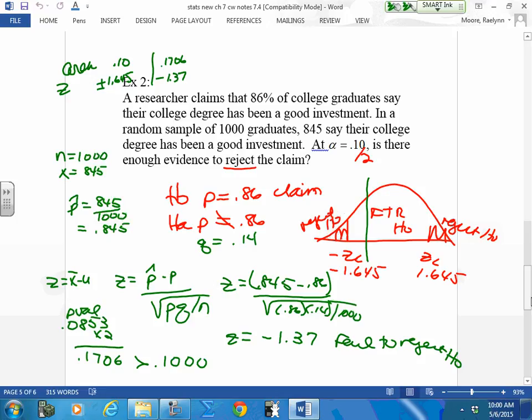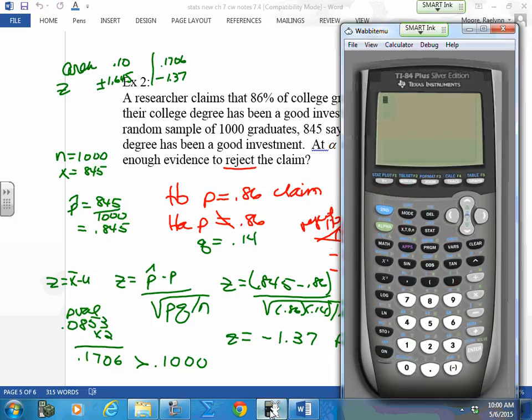Can you guys use the calc? The calc is real nice for this one. And I'm absolutely fine with your calculator steps as long as you know how to use it. One proportion z-test. So I'm here. My population is 0.86. This is where it needs your x. They gave you your x and your n.